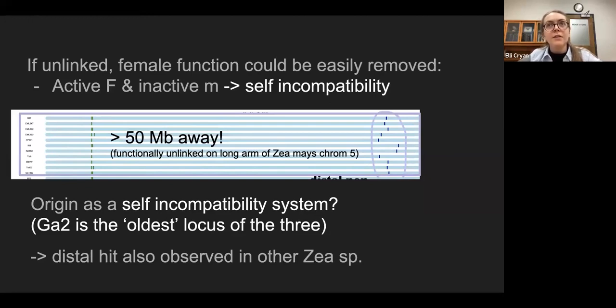And this distal hit we observed here in some of these maize lines, but we also saw in some of the other Zea species.